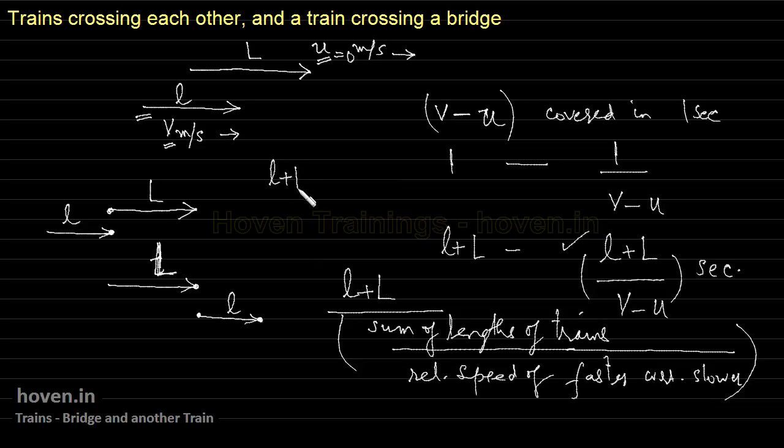You will get L plus L by V, which is the same formula as we did for the case of a bridge. Basically the denominator is the relative speed of the faster train with respect to the slower one, and the numerator will be the sum of the lengths of the two trains. So this is how this formula works. One formula can solve all cases. Now let us take up some example to understand it in an example form.